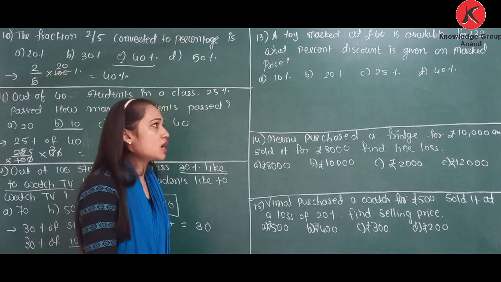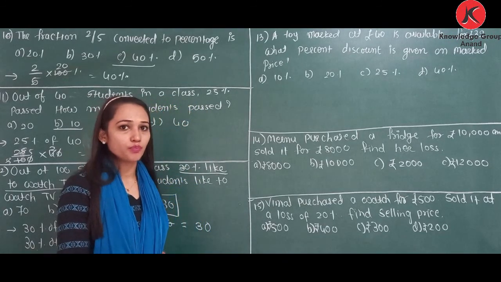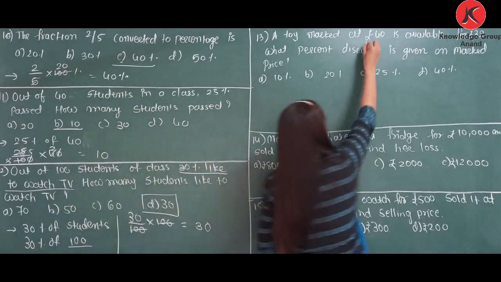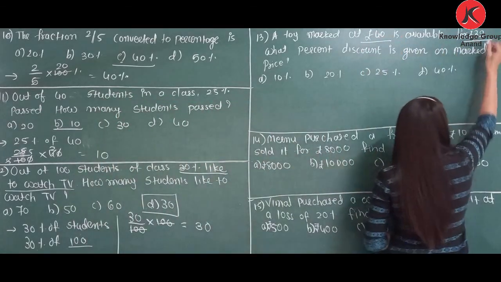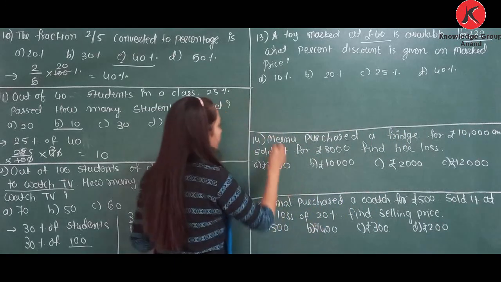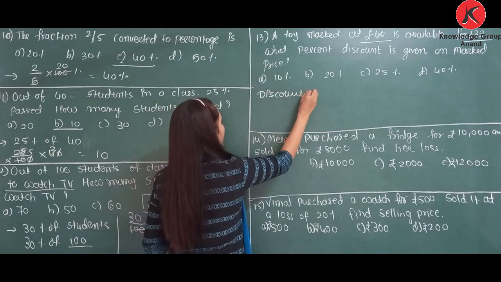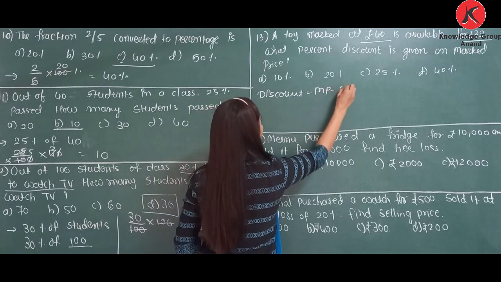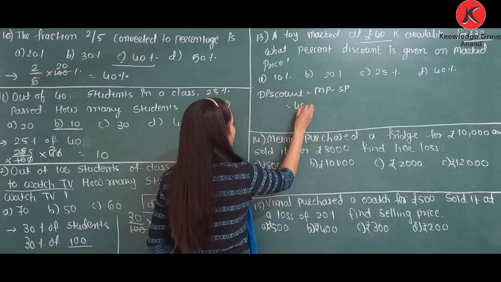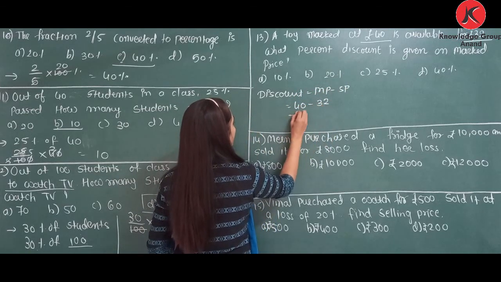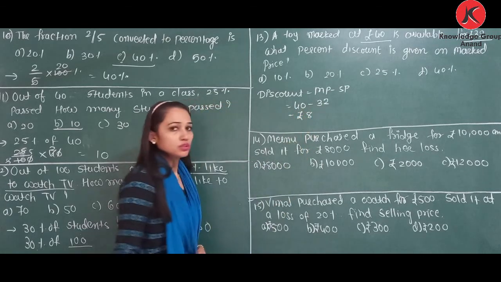Now next one. A toy marked at rupees 40 is available for rupees 32. What percent discount is given on the marked price? This is the marked price. This is the price after discount. So we can write discount. What is a discount? That is marked price minus selling price. Here marked price is 40 and sold for 32, so rupees 8 is our discount.